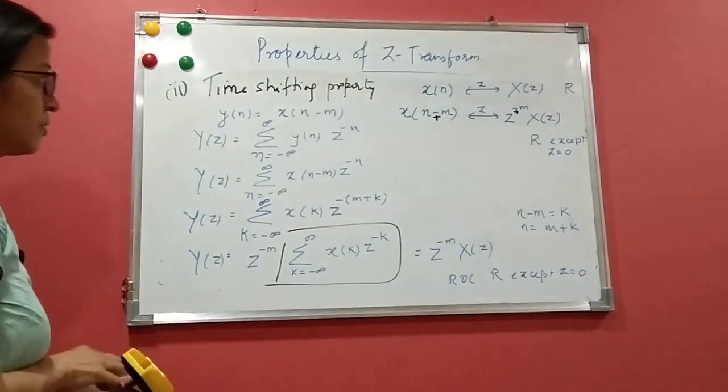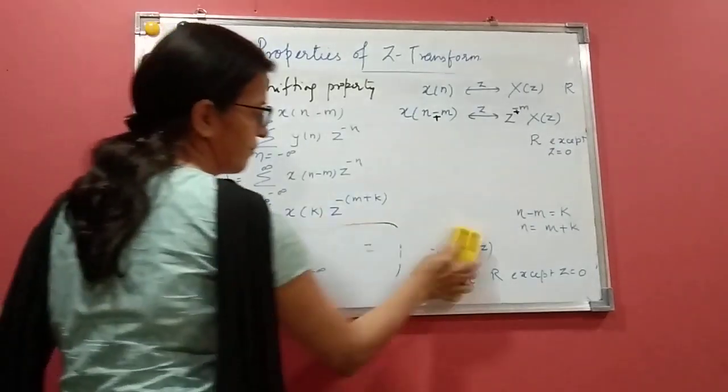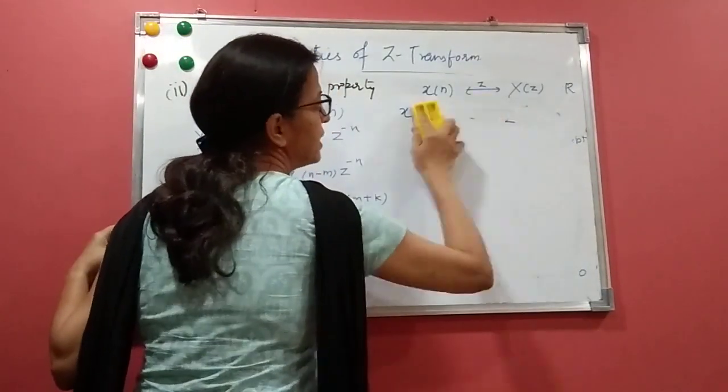Let us look into the third property: scaling in z domain.